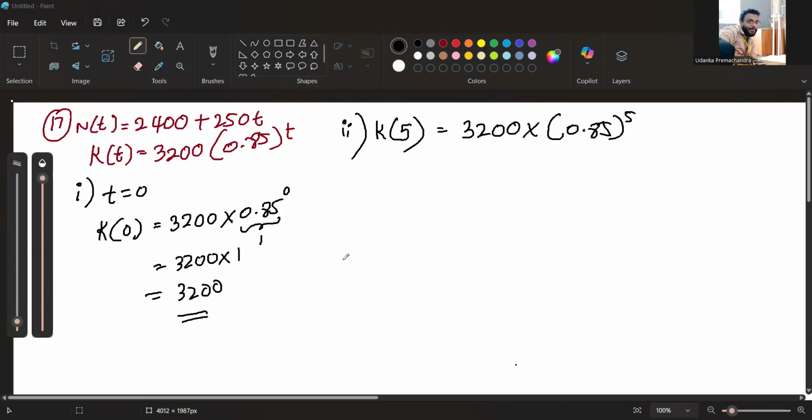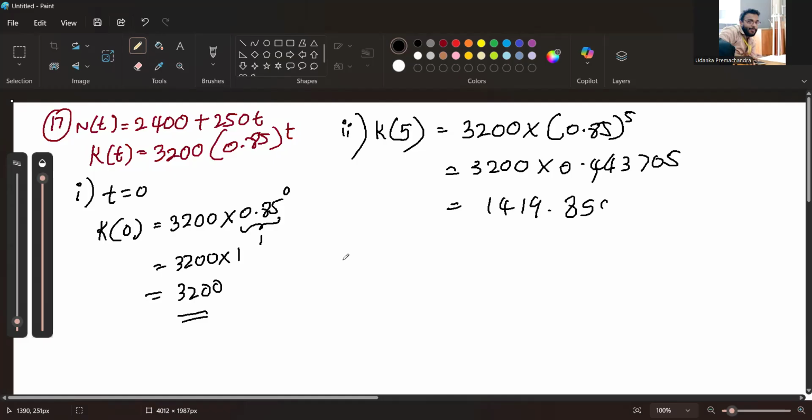You can find it with the calculator. 3200 times 0.85 to the power 5. What is the answer? It's 0.443705, something like that. When you multiply, it becomes 1419.859, so nearly 1420 kangaroos. There are 1420 kangaroos there.